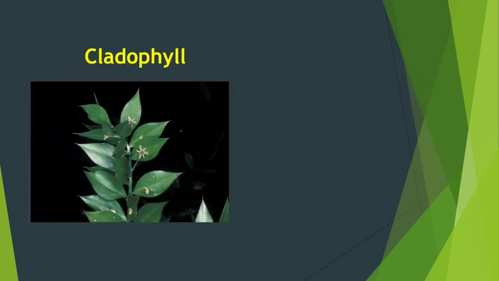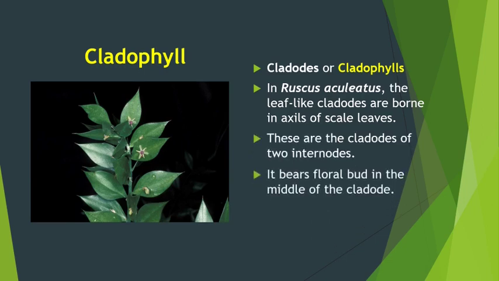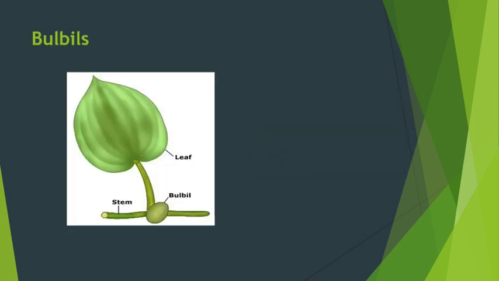Cladophyll, in this case the stem is becoming a leaf-like structure, and the leaf is becoming spinous, small and scaly, and the flower is also produced in the bracts. So cladophylls in Ruscus aculeatus, leaf-like cladodes, are borne in the axil of the scaly leaf. Leaf is scaly, stem is leafy. And this is again a modification for conservation of water.